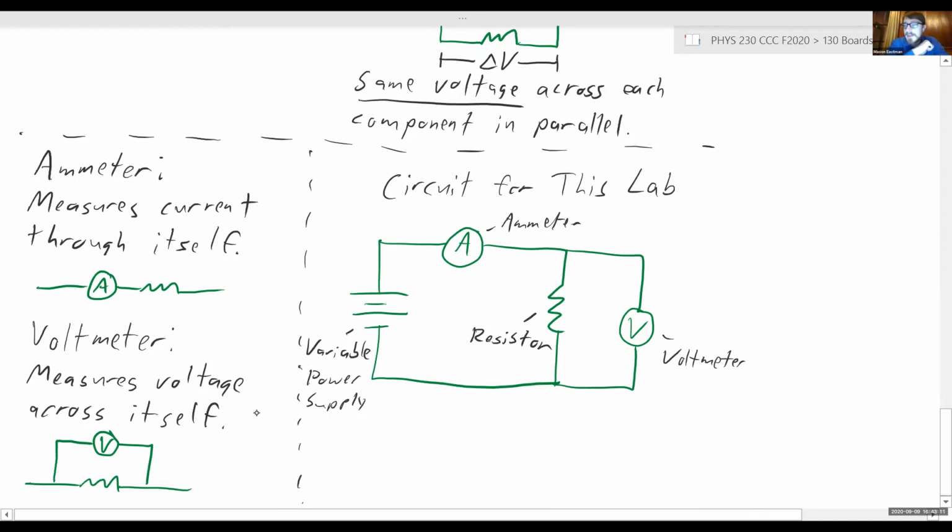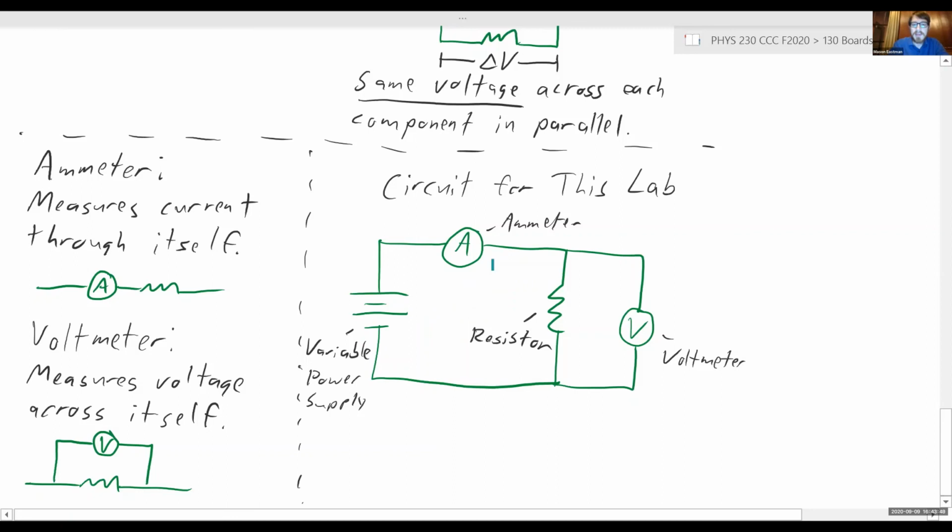So with that in mind, we can think about the circuit we're going to be using for today's lab, which is essentially that most basic circuit, but with a voltmeter and ammeter being used to measure the current through and voltage across a resistor. So we have a power supply. It's actually a variable power supply whose voltage we can change. We're going to be changing it to specific values, measuring that voltage, and then measuring current through a resistor.